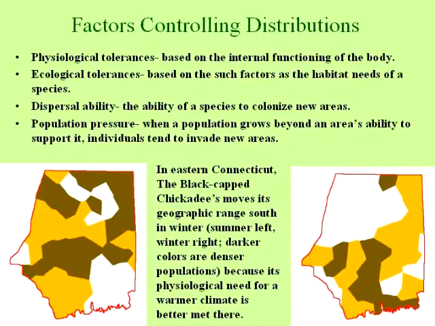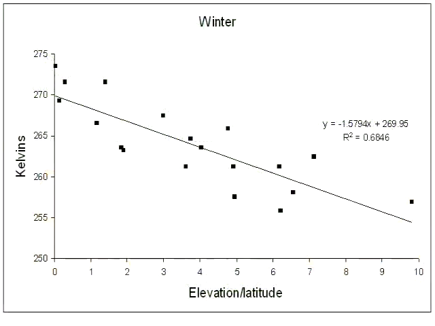Now, chickadees, being a permanent resident, are going to be influenced by this change in climate that happens from summer to winter. And if we compare the average temperatures at the various study sites that were used to produce these maps, what we discover is that there's quite a close relationship between average winter temperature and where you find birds.